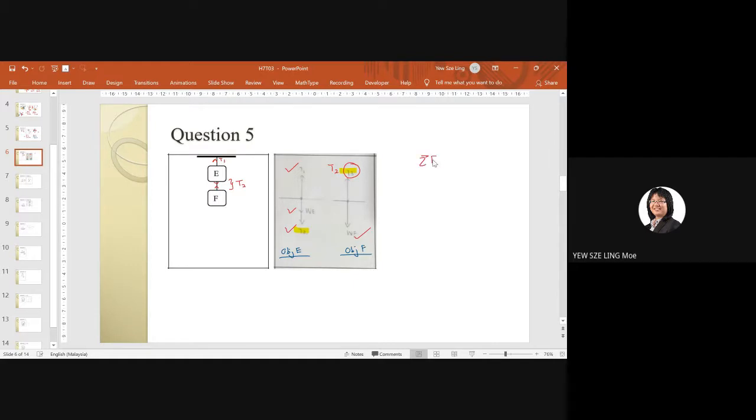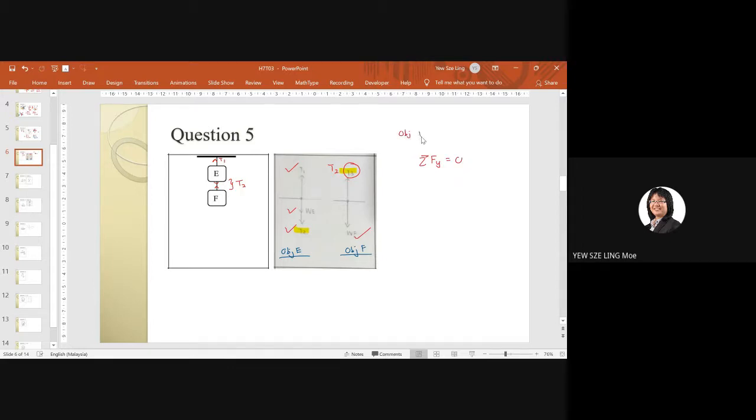Therefore, summation Fx is equal to 0. And Fx, now I don't have an x component, so I can skip Fx. Straight away, I go to Fy. So this is for object E.